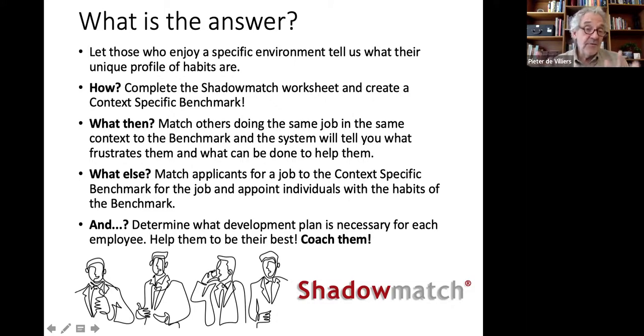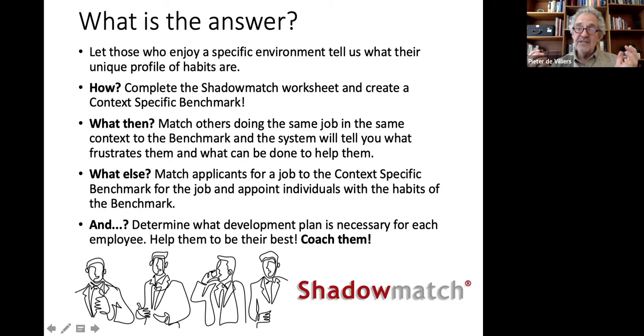And it could be passive or active. So how do we do it? Complete the Shadow Match worksheet and create a context-specific benchmark. That's how we do it. It's simple, straightforward. Answer 70 questions. The administrator puts them in a benchmark, and we've got the benchmark. What then? Then we match others doing the same job in the same context or environment to this benchmark, and the system will tell you what frustrates them and what can be done to help them.